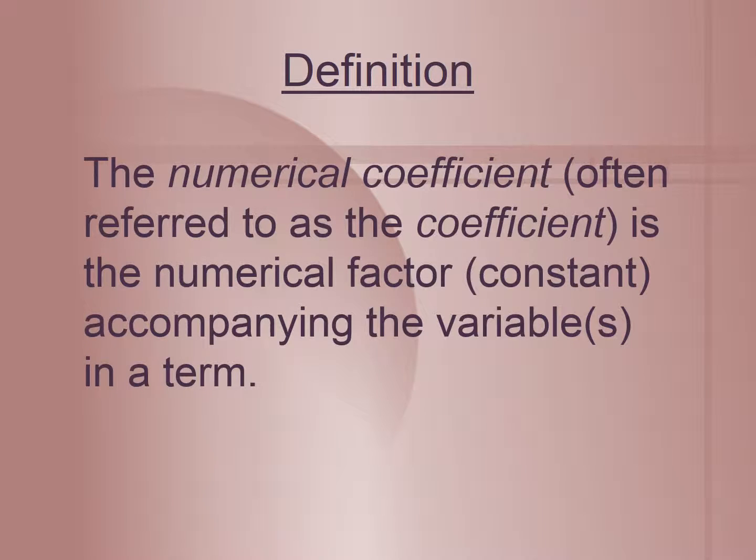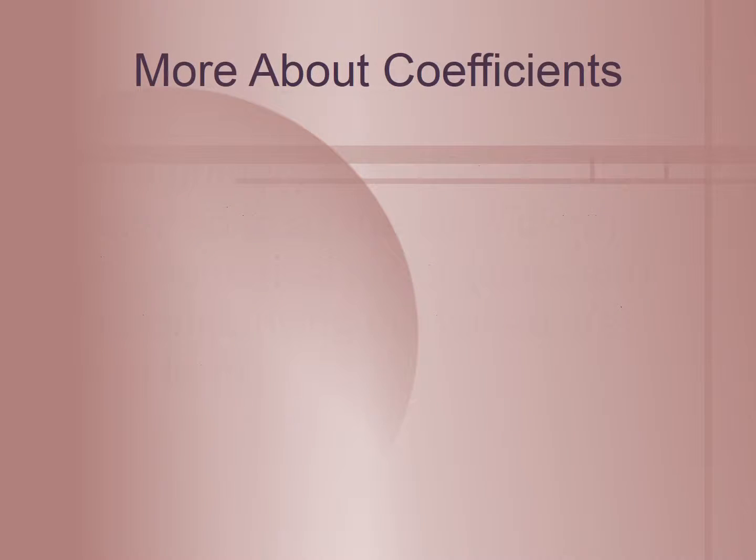So whenever we were combining like terms, it was almost like we were just adding the numbers in front of the variables. And that's true. We were adding what's called the numerical coefficient. The numerical coefficient, which we just usually say coefficient, is the numerical factor or the constant or the number that accompanies the variables in a term.